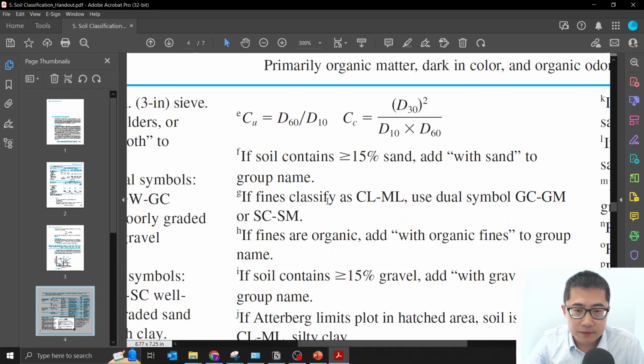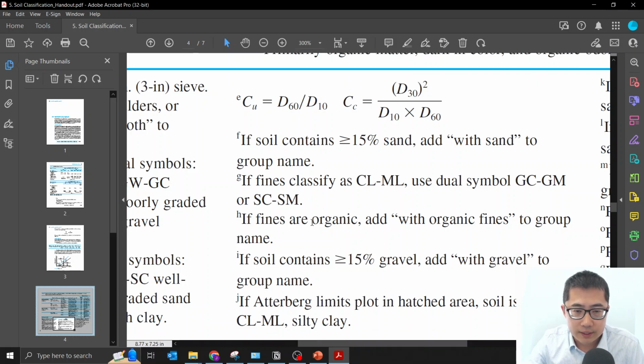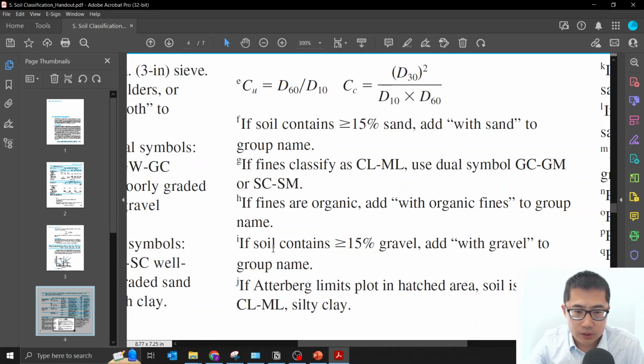If the fines classify as a CL-ML, you have to use the dual symbol. Well, that's not the case. If the fines are organic, add "with organic fines" to the group name. Well, that's not the case for us either. I: if the soil contains more than 15% gravel, add "with gravel" to the group name. This is very interesting. If you recall, our soil does have 30% gravel. So that is more than 15% gravel, so this I applies for us.